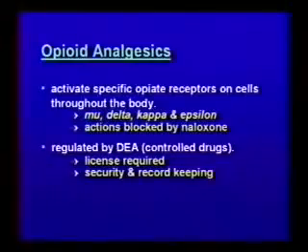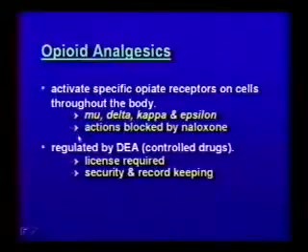Now, the opioid analgesics, these are probably the best recognized, widest known group of drugs that are used to treat pain. These drugs work on specific cellular receptors in the body, which I have listed here. There are at least 4 known classes of these that are called mu, delta, kappa, and epsilon receptors.